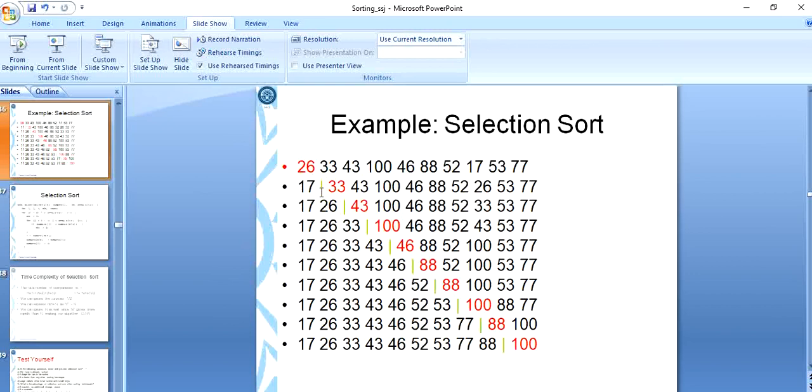It is highlighted by this solid line. We want to perform comparisons from this element onwards. I will count it in this fashion: from 33 to 43 is the first comparison, 43 to 100 the second, then the third, fourth, fifth, sixth, seventh, and eighth comparison. In total we have 10 elements, so here we are doing 8 comparisons, which is n minus 2 comparisons.